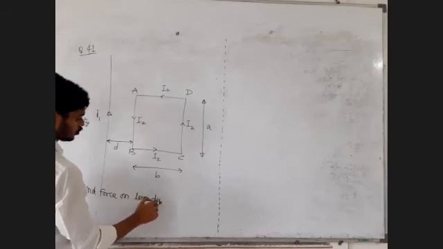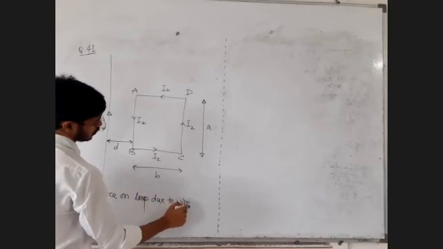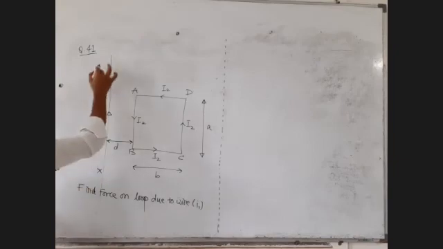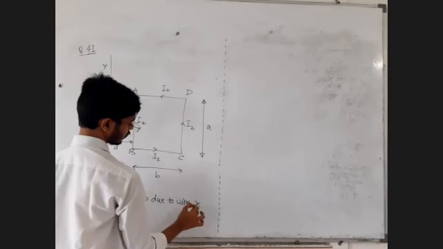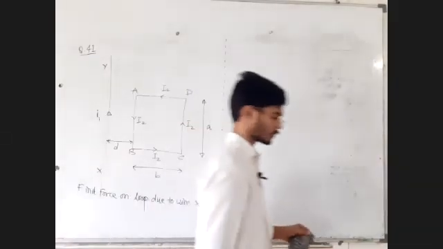due to the wire. Which wire? The wire named I1. Let us call the wire XY. Due to wire XY, how much force will act on the loop ABCD? Fine. Now you will say, sir, it is a loop.